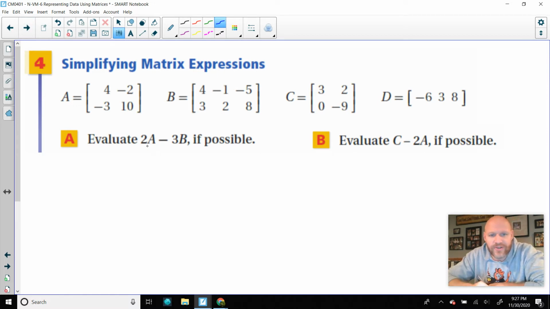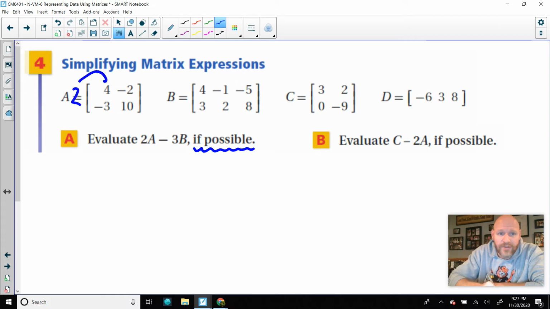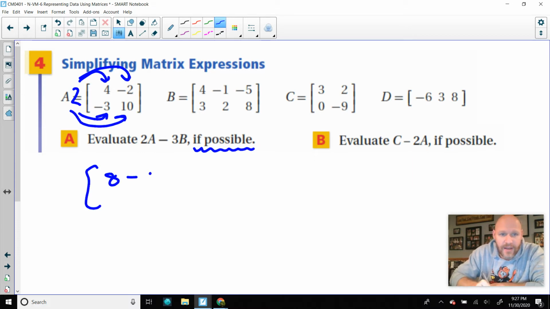First of all, they want us to do 2A minus 3B, and they clue in this "if possible." So some of these questions might not be possible to do, in which case you would say not possible. So matrix A, if I want to do 2 times A, I'm going to do 2 times all this. I would just do 2 times 4 and 2 times -2 and 2 times -3 and 2 times 10. And I would end up with an 8, a -4, a -6, and a 20. And that big number 20 is perfectly fine. There's nothing wrong with that.